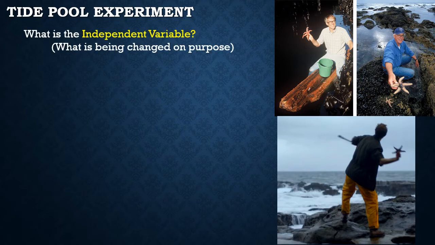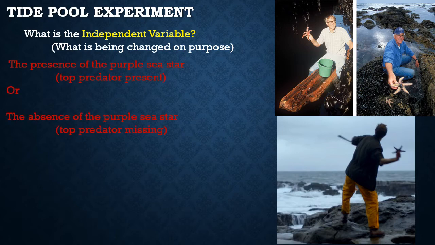First, what is the independent variable? What is it that Payne changed on purpose? Well, that was simple. You either had the presence of the purple sea star, the top level predator, present, or the absence of it, were the ones where he removed it. And again, he did do other trials where he removed all the other species one at a time in different tide pools to see what would happen.